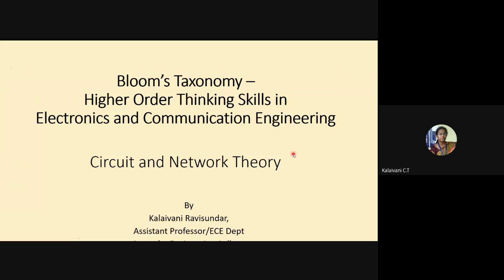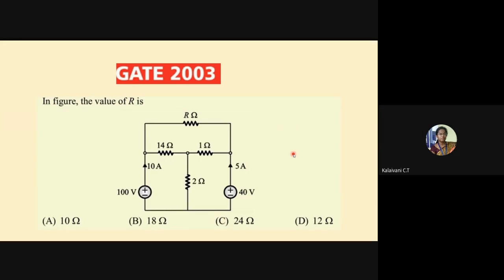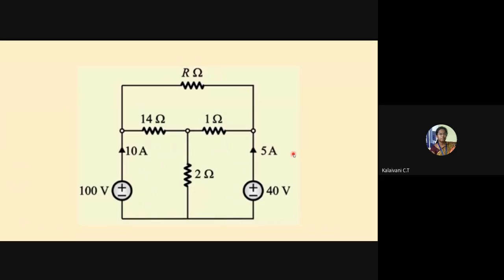Good morning, friends. Today we will see about circuit theory and network theory. So the first question is, in this figure, we have to find the value of the resistance R. So if you see this figure, you have to find the resistance, this R value. So how to find this resistance R value?